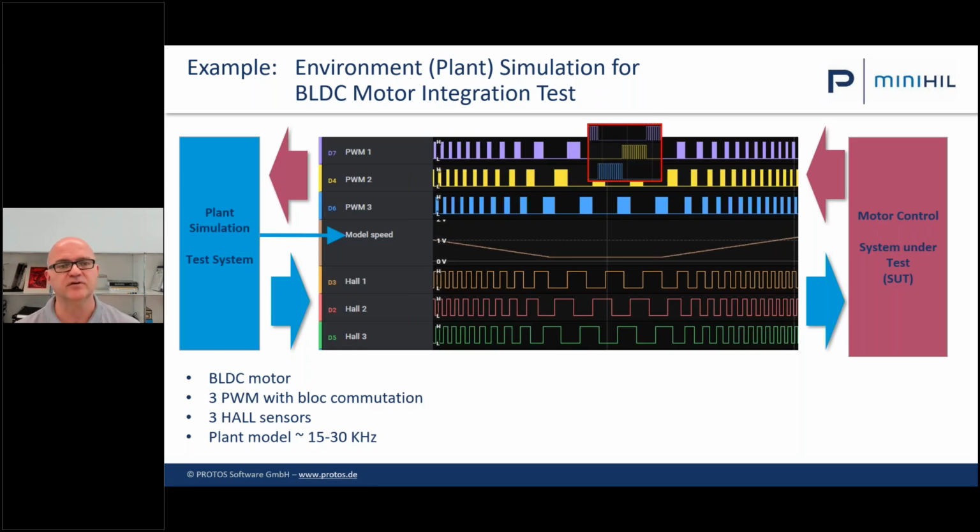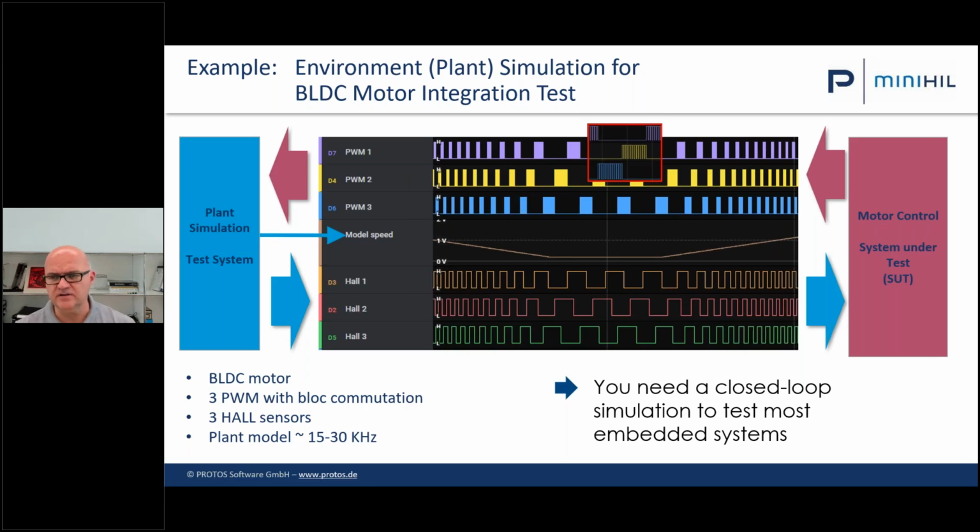So in this case, for example, we have a BLDC motor integration test. We simulate the motor control, the motor, the hardware motor. So the motor control produces 3 PWMs. The plant simulation simulates the motor and the speeds 20,000 times a second or something like that. And it generates 3 Hall signals. That's the response a real motor would give you as well. So the motor control is not running against the real motor, but against the simulated motor.